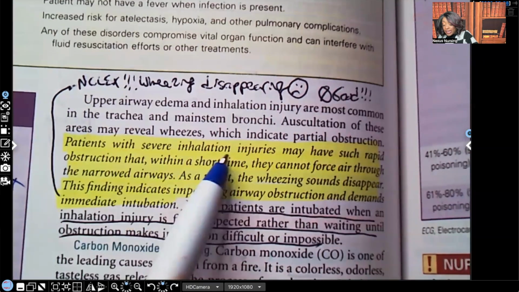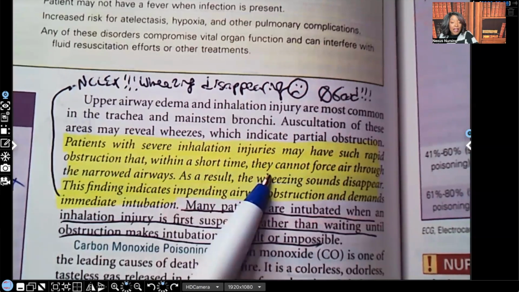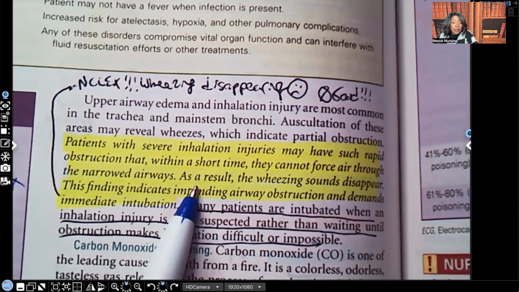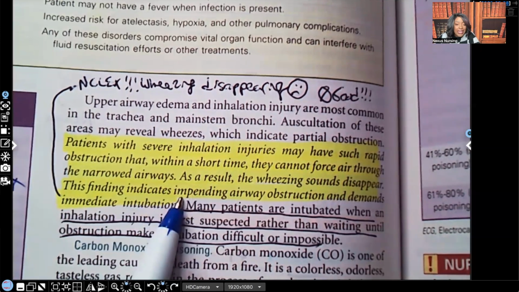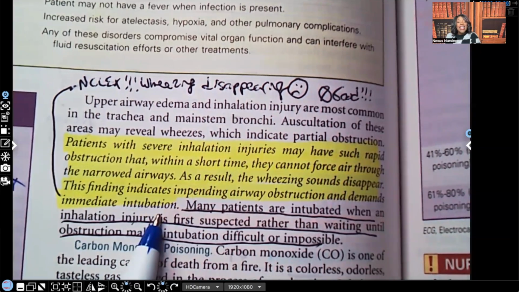Patients with severe inhalation injuries may have such rapid obstruction that within a short time, they cannot force air through the narrowed airways. As a result, the wheezing sounds disappear. Ladies and gentlemen, is that a good thing when the wheezing sound disappears? No. This finding indicates impending airway obstruction and demands immediate intubation. Their airway is closing up on them. That is on NCLEX. You need to know that. You need to prove that you are a good nurse and you understand that this is a medical emergency and that patient needs to be intubated immediately, okay?